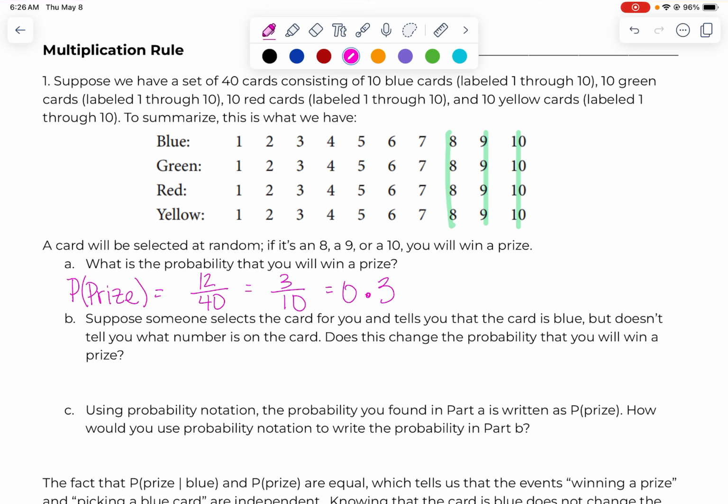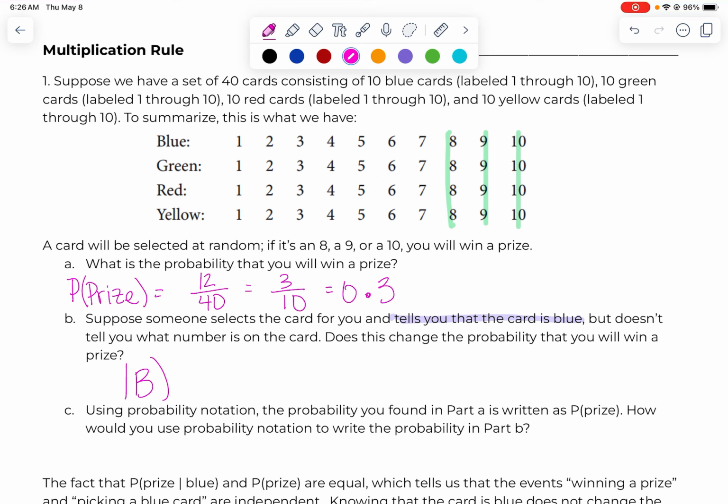Now, suppose someone selects the card for you and tells you that the card is blue. Okay, the card is blue, but doesn't tell you what the number is on the card. Does this change the probability that you will win the prize? So, remember, this is telling us that it's conditional. We are given that it is a blue card, but we don't know what number it is.